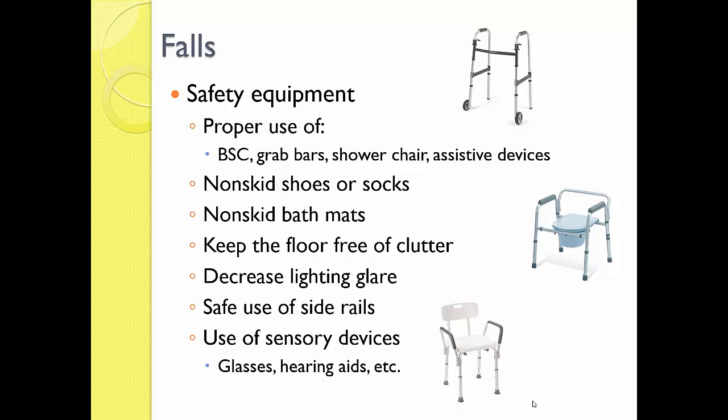Make sure when they are up and ambulating that they have that non-skid, either the socks or shoes, whatever footwear that they have. In the bathroom, make sure there's non-skid bath mats, just to keep that safe and free from a slip and fall. Keeping the floor free from clutter at all times, both in the bathroom and out in the patient's room. Sometimes glaring from light can cause concerns for some patients, so just make sure that they're not having issues with that. Safe use of the bed side rails, and sometimes patients will use those to try to move around in the bed or to get them to sit up on the side of the bed. Just make sure that they're using those safely and they're not causing any safety concerns like on their arms. And then use of any of those sensory devices, again, like glasses, hearing aids, make sure they have them and that they're working properly.